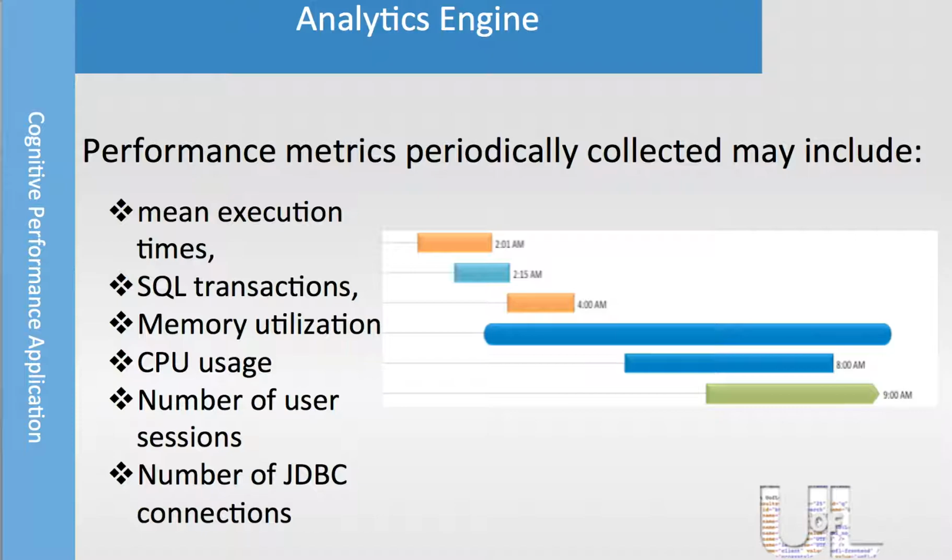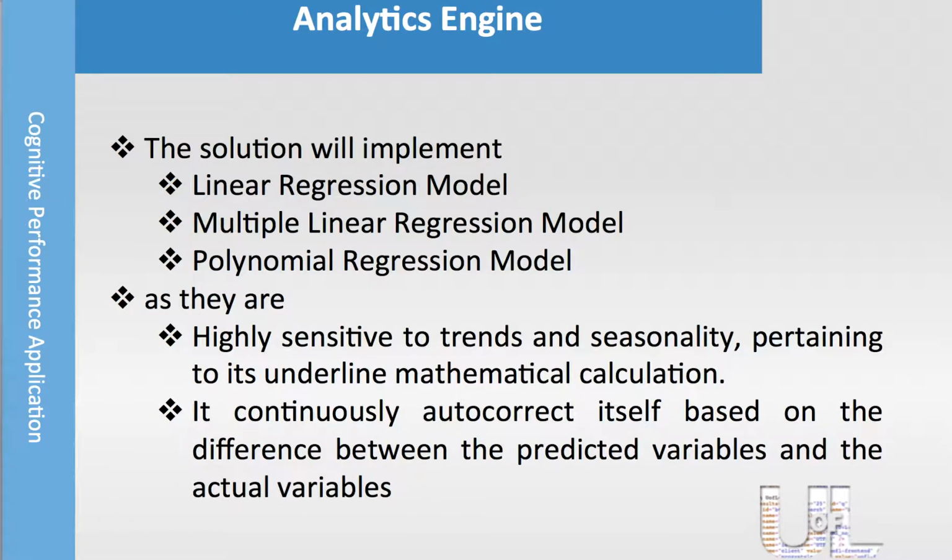For the analytic engine, we monitor different parameters also. In our experiment, we didn't use external factors such as the shopping seasonality, which could be a room for future work. But for this particular experiment, we used the response time, number of SQL transactions, memory utilization, CPU usage, and number of JDBC connections to understand the relation between them and the bottleneck condition.